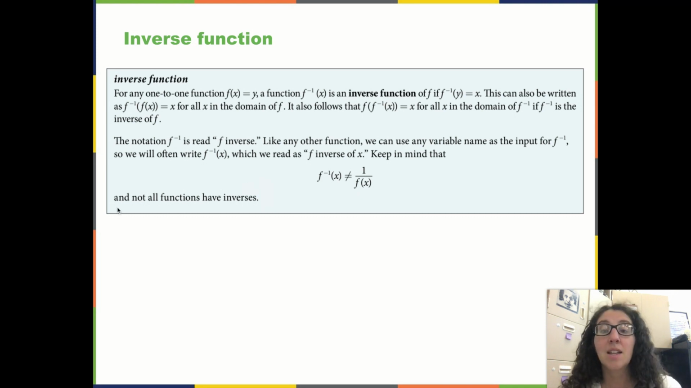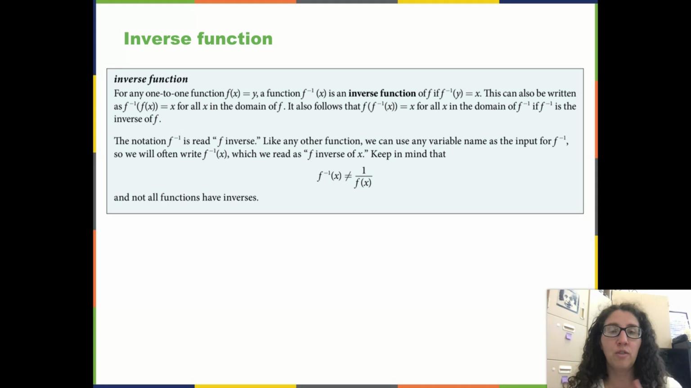Something else to notice is not all functions have inverses. So we'll talk about some that don't have inverses. And one other thing I want to talk about, right here at the beginning, it says for any one-to-one function. Well, let's think about what a one-to-one function means.